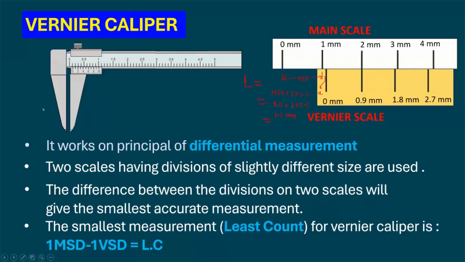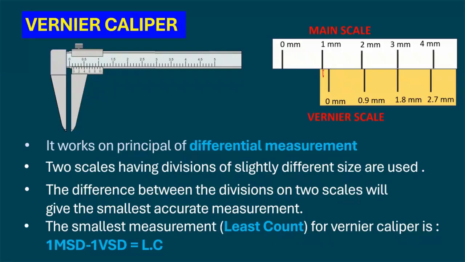Similarly, if I increase the size of the object, now you can see here the second division is coinciding. So the main scale reading is, again, 1 mm, plus I want this much gap. This much gap is nothing but 2 times 0.1. The main scale reading indicates this one, and that is 1 mm, while for this gap the second division is coinciding, so 2 into the least count, that is 0.1. So you'll get 1.2 mm.